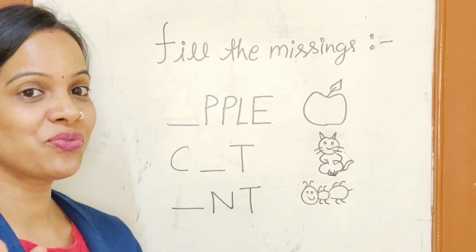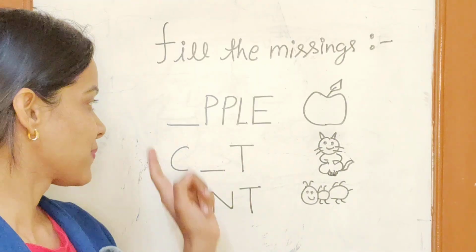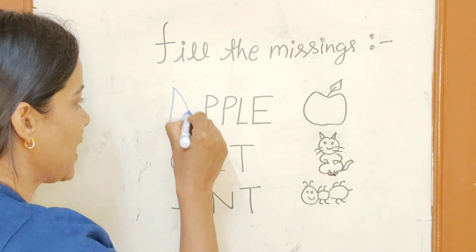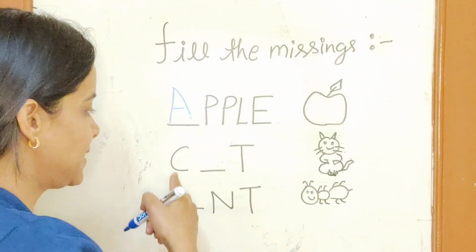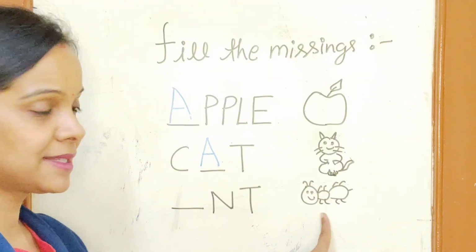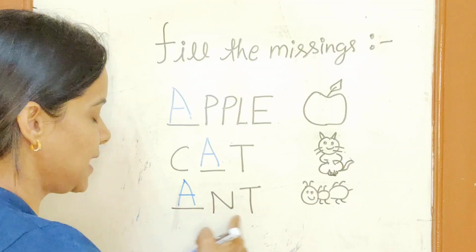Okay children, let's come to the next question, that is fill the missing. So you have to fill the missing letter A in the following. This is apple. Apple starts with A. This is cat. C-A-T. Cat. This is ant. A and T. Ant.